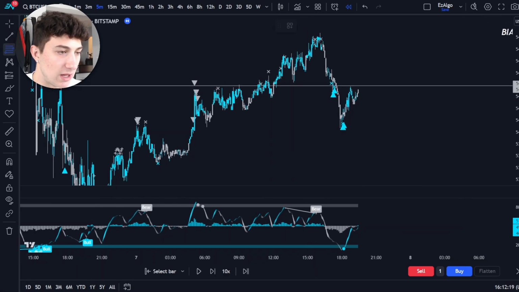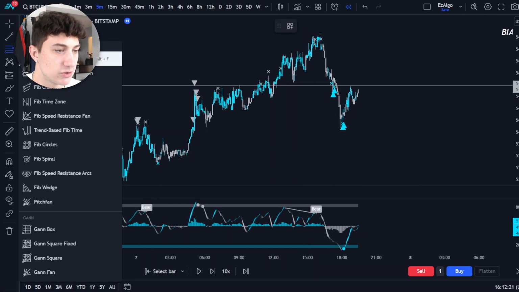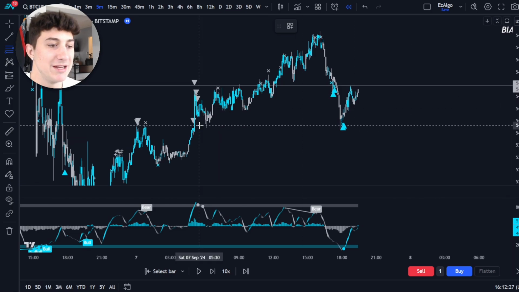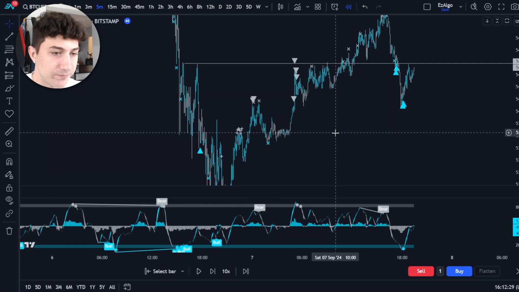So we're going to get our fib tool out, okay? This is a built-in TradingView tool. It's absolutely 100% free, okay? It's called the fib retracement tool. You guys should probably know what I'm talking about. And you want to go to the most notable swing low.